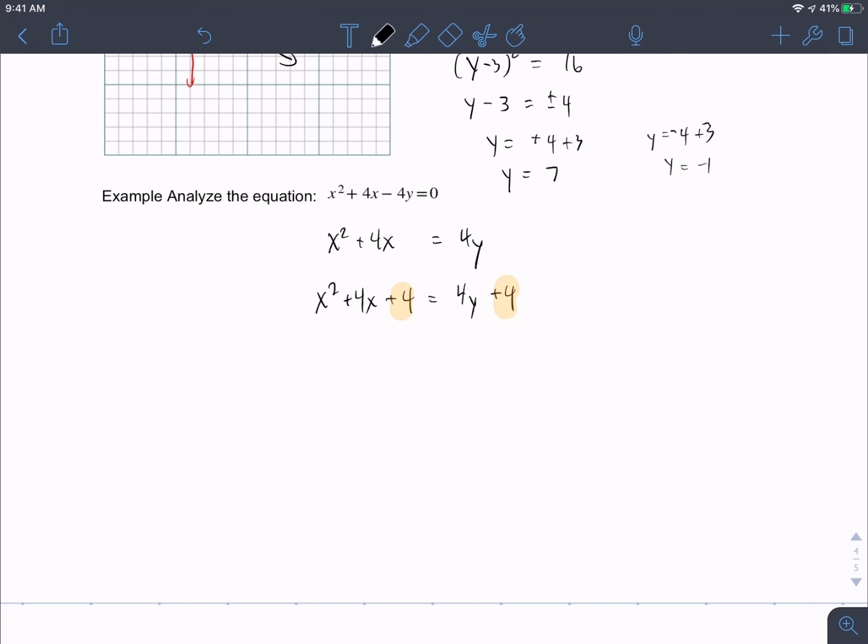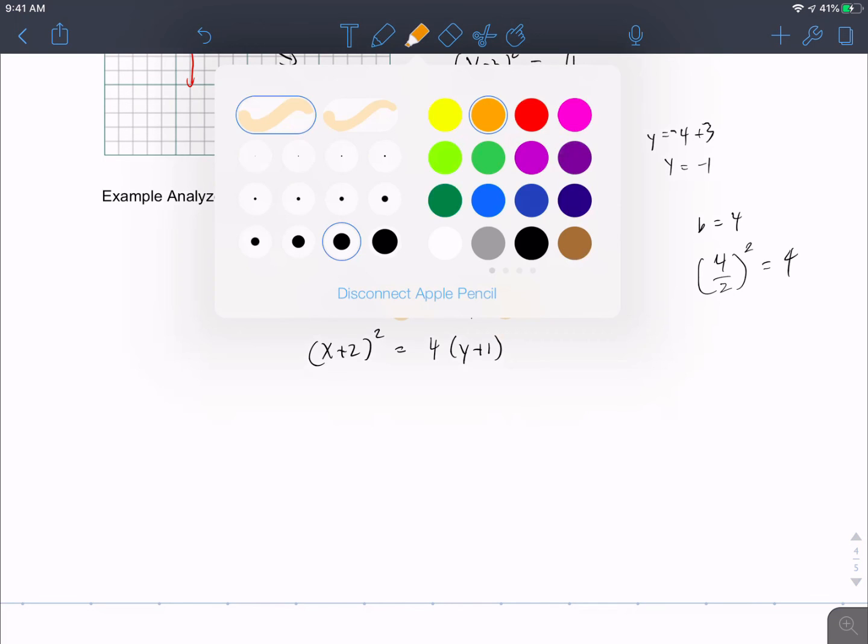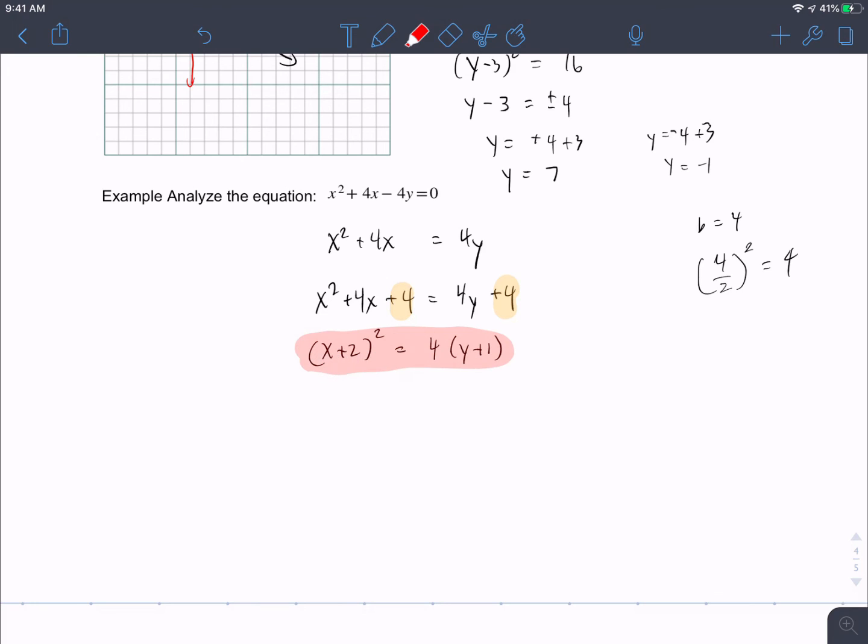And again, by completing the square, what I did was I took my b value, and my b value here is 4, and I went 4 divided by 2 and then squared it, which gave me 4. And that's how we complete the square. So I had to add 4 to both sides. So this ends up factoring to (x + 2)^2 is equal to, and over here I'm going to factor out a 4. So from here we have an equation, and this is the equation of our parabola, but we can find some things, right?